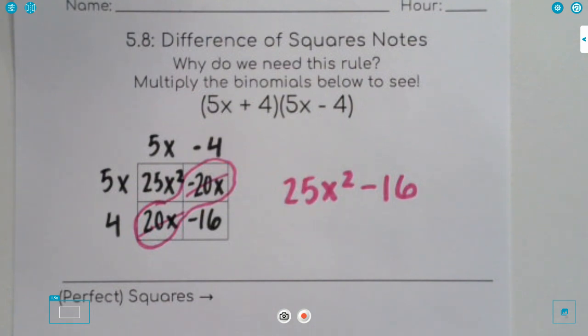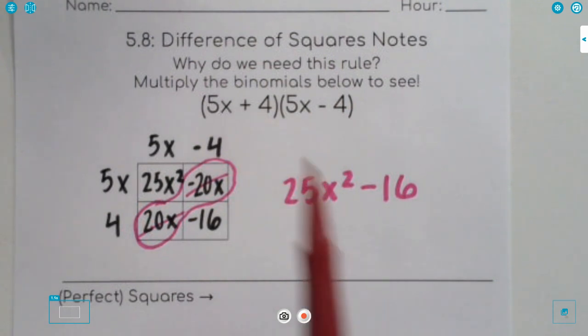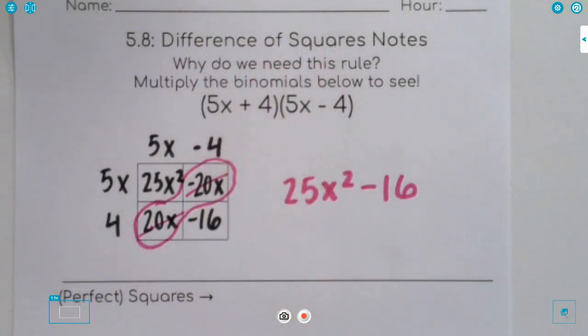When this special rule works, 25 and 16, those are perfect squares. So a number times itself is a perfect square. And then another way to say subtraction is difference. So the name of this rule is called difference of squares. So if you have two numbers that are perfect squares, and it's a difference in between them, you're subtracting, then we get to use this rule.